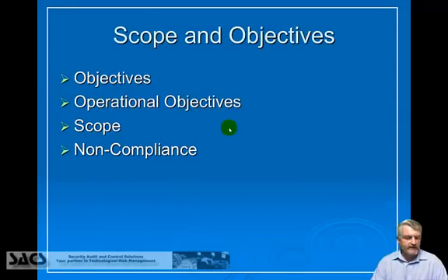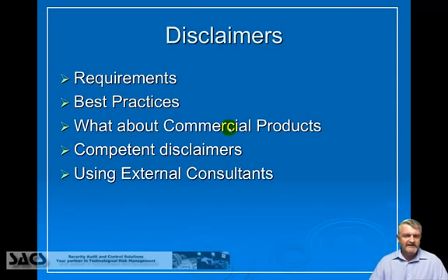Now, when we're going to look at the next section of developing a policy, we need to look at the objectives, why we're doing it, operational issues, the scope, who's going to be covered, what's going to be non-compliance, and we're going to give you templates on certain of these aspects. Disclaimers, requirements for those disclaimers, best practices, commercial products, what we can use inside the organization to ensure this, competent disclaimers for users working. Sometimes it might be a person working in an environment and you'd like to move the liability up to the user.